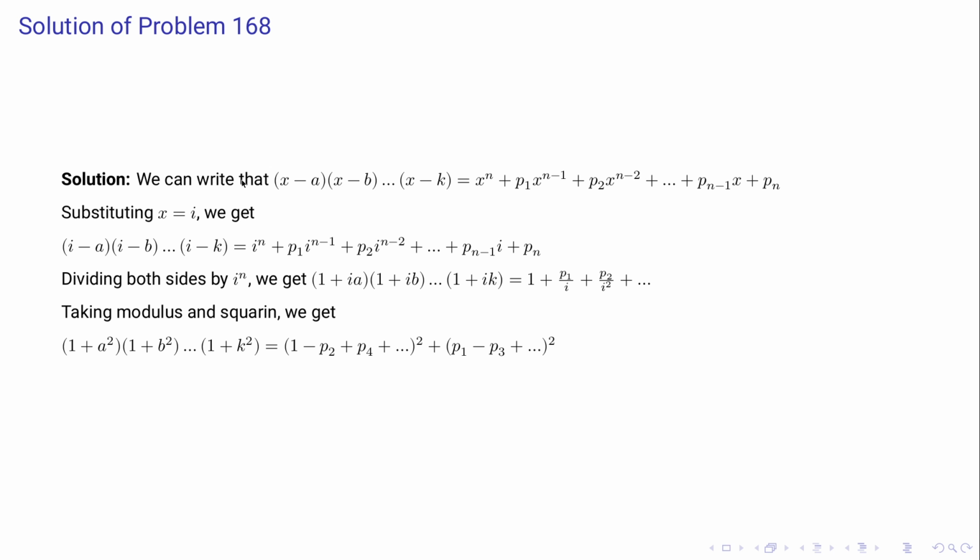So since a to k are roots, we can write x minus a into x minus b up to x minus k is equal to the given polynomial expression. Now we substitute x is equal to i, that is, instead of x, we write i everywhere. Now we divide by i to the power n. Left hand side becomes 1 plus ia into 1 plus ib up to 1 plus ik, and right hand side becomes 1 plus p1 by i plus p2 by i square, and so on. So p1 by i can be written as minus p1 i, and p2 by i square can be written as minus p2. So we take modulus and square, and in squaring, we get the desired result.